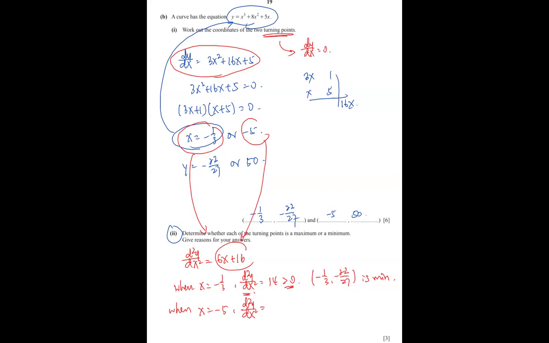Okay, -5, substitute this in. I'll get 6 times -5 plus 16. Okay, this is -14, which is less than 0. So if it's less than 0, it's a maximum. So your conclusion is (-5, 50) is the maximum. Okay, this one's only 3 marks. Again, I don't know why this is here. It's really not in your syllabus.